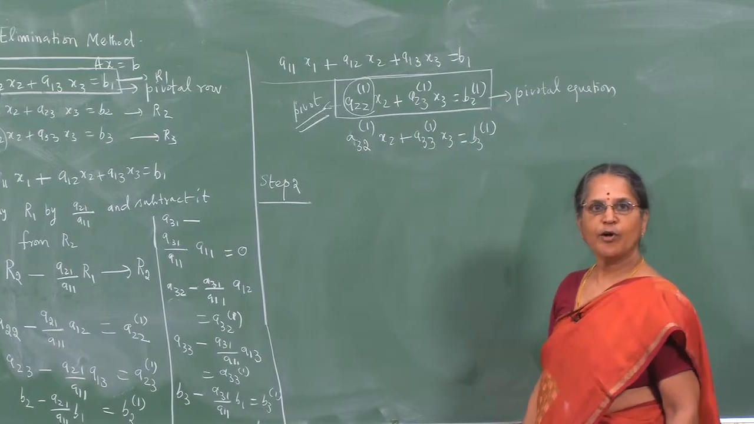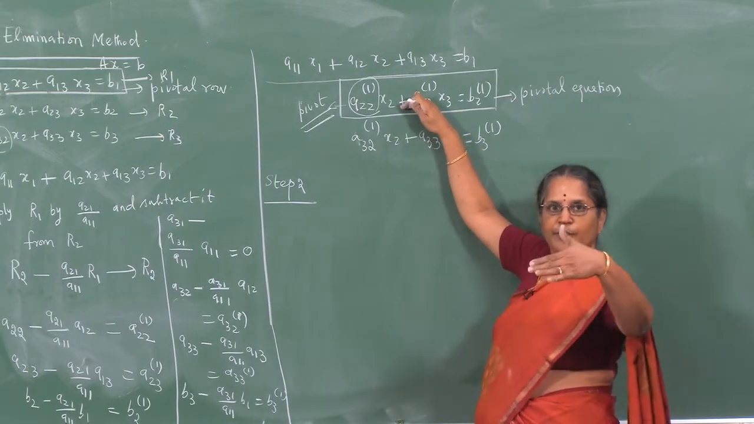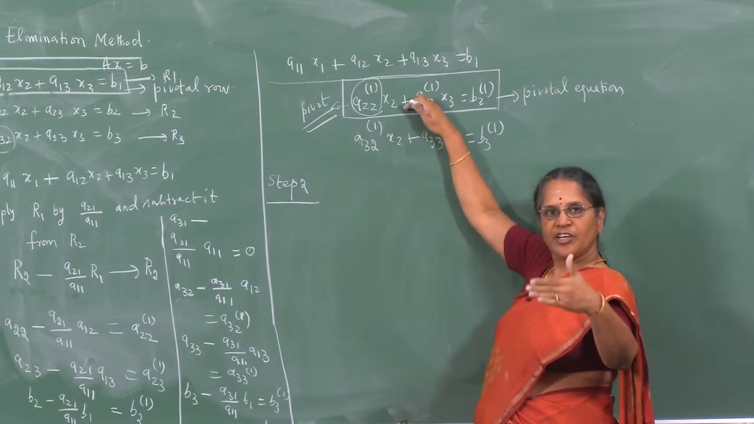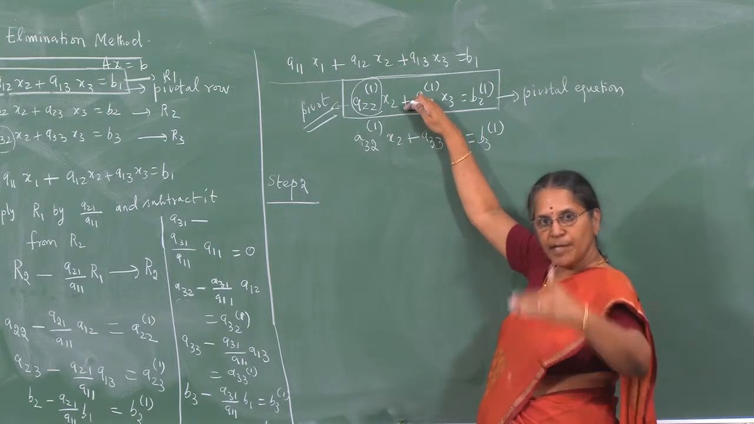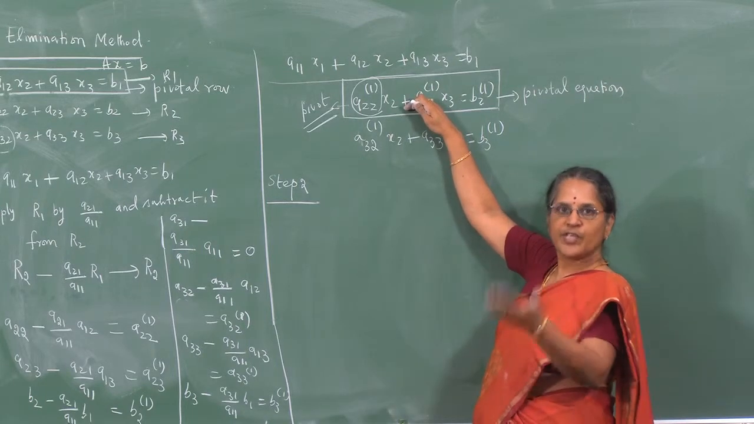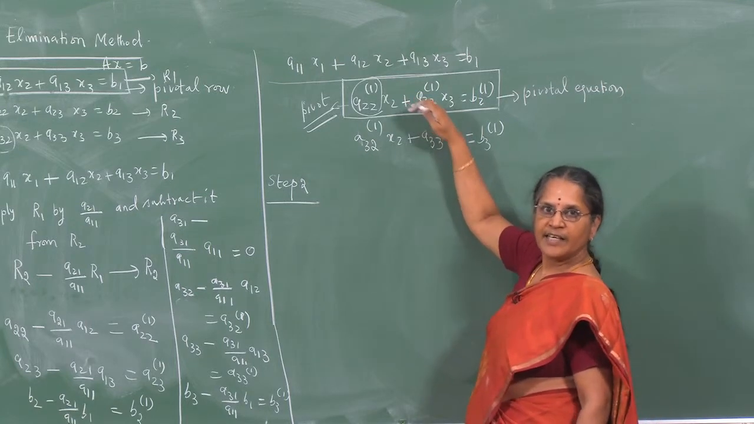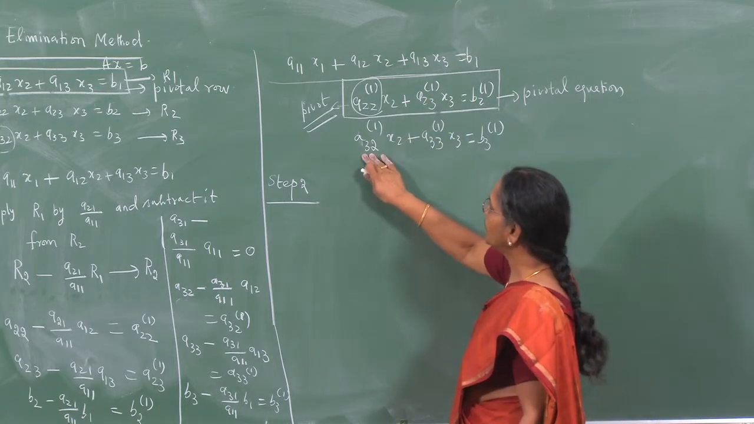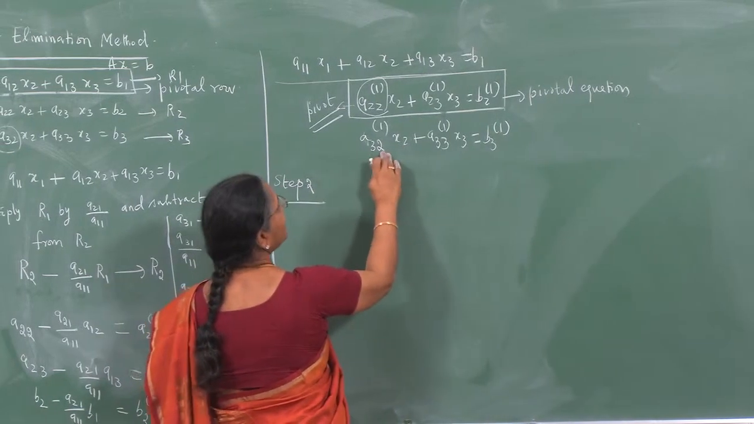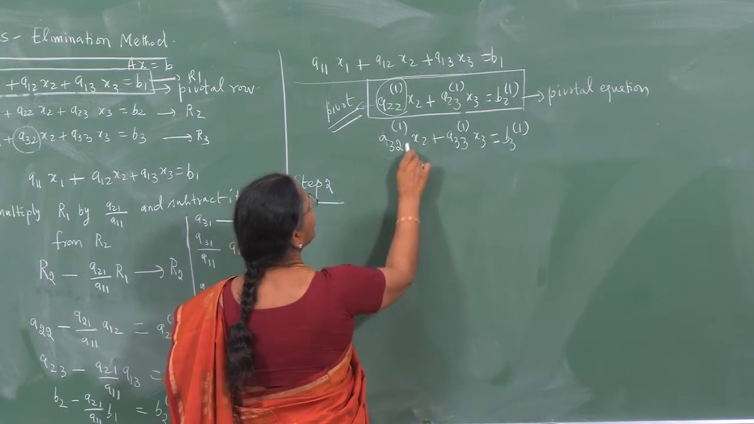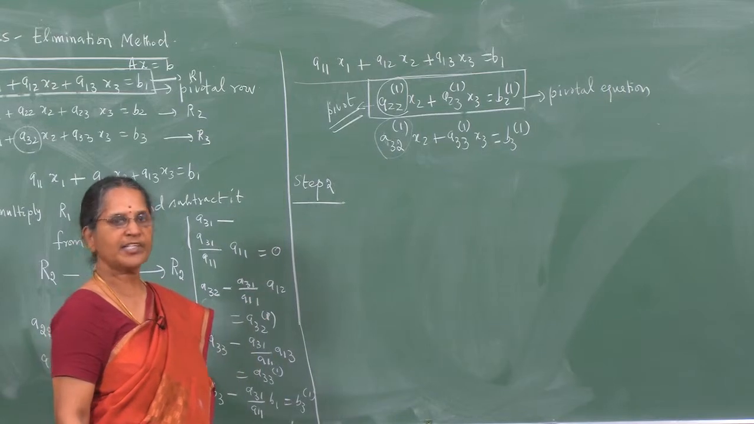And then what do I want to do? Keeping this as the pivotal equation, I should make the coefficient of x2 in all the other equations which lie below this equation into zeros, making use of elementary row operations. Here I observe that I have one equation and the coefficient of x2 in the third equation is A321. So, I must make this entry into 0 by an elementary row operation.